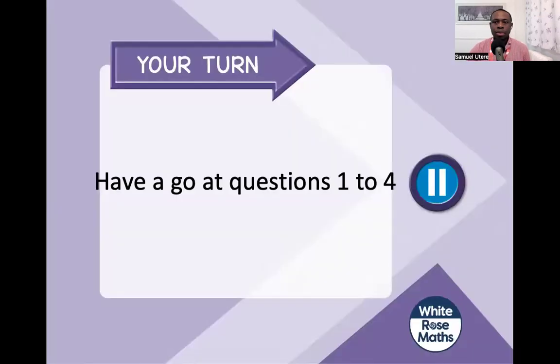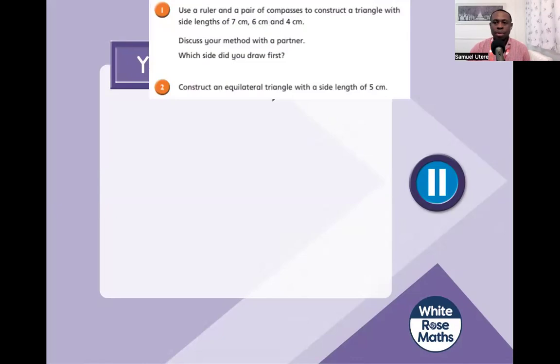All right, pause the video and answer questions 1 to 4, putting into practice what you've learned. So for questions 1 and 2, you are asked to use a ruler and a pair of compasses to construct a triangle with side lengths of 7 centimeter, 6 centimeter, and 4 centimeter, and then discuss your method with a partner. Which side did you draw first? And then you were also asked to construct an equilateral triangle with a side length of 5 centimeter.